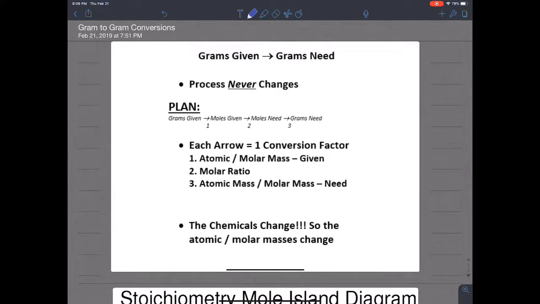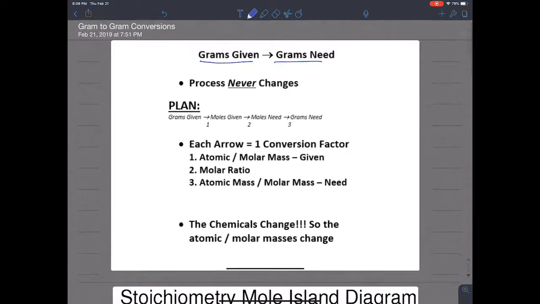I think this stoic packet lends itself very well to a video that you guys can control, pause, rewind, and watch over and over again, and just have something to go back to when doing the other examples. So what I'm going to do is the first example in this packet. What are we talking about here? This is stoichiometric conversions between grams given to grams needed.